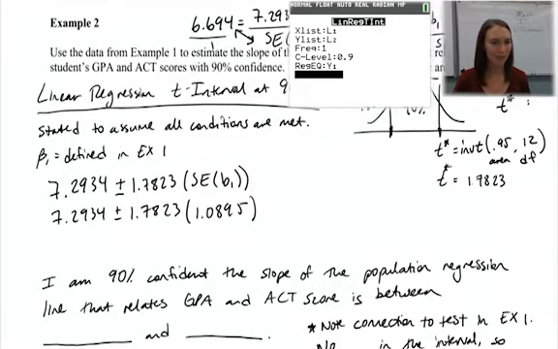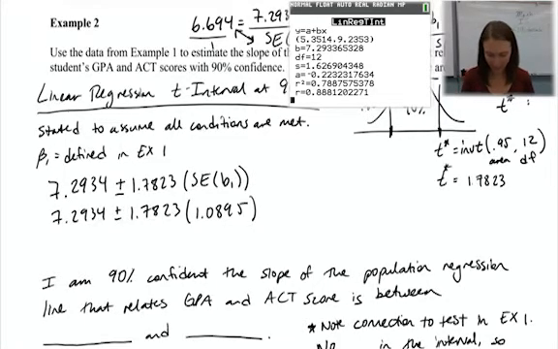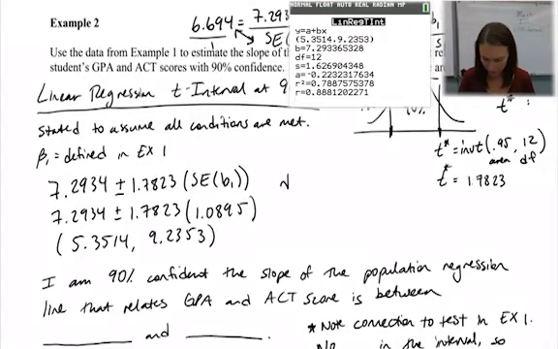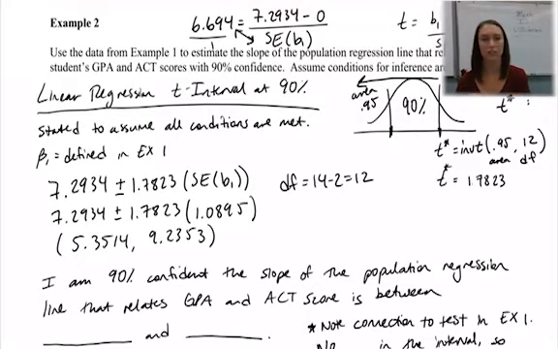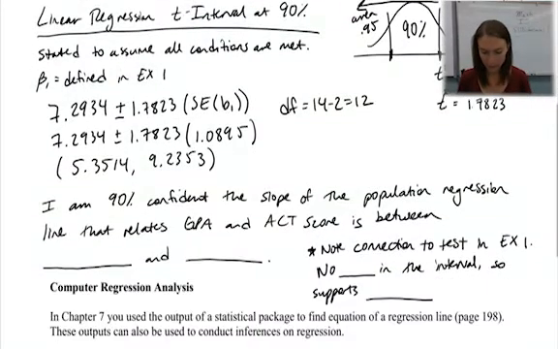I'm going to rerun my linear regression t interval so I can see what the interval is here. I have 5.3514 and 9.2353. I want to make sure somewhere that my degrees of freedom is still stated. I stated it when I was finding my t critical score, but let's just make sure it's really clear. All right, now we make our conclusion.